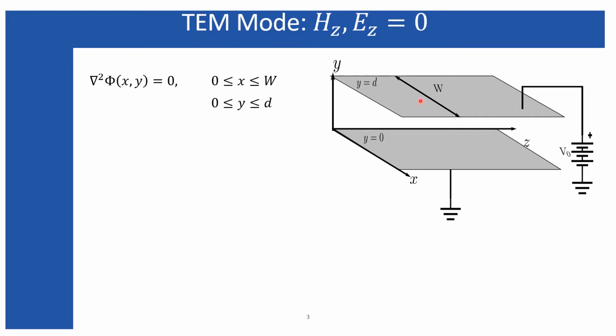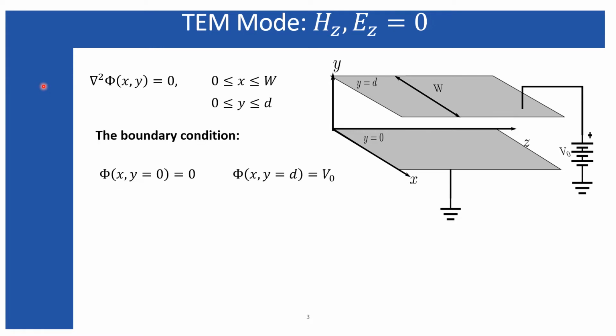So basically, the electric field and magnetic field remain uniform along this x direction. The transverse electric field and magnetic field remain uniform along the x direction, but along the z direction, the propagation is taking place. So let's see how we can derive the corresponding electric and magnetic field in the transverse direction.